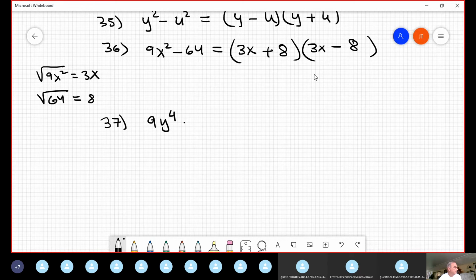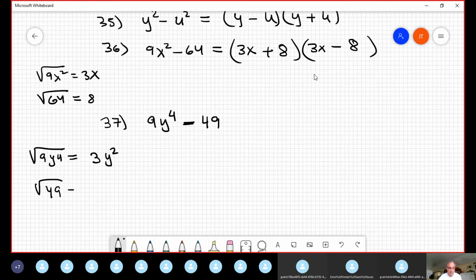9y⁴ minus 49. Again, this is a binomial with subtraction, and the numbers involved are perfect squares. The square root of 9y⁴ is 3y², because the exponent you divide by 2, since it's a square root. And the square root of 49 is 7.